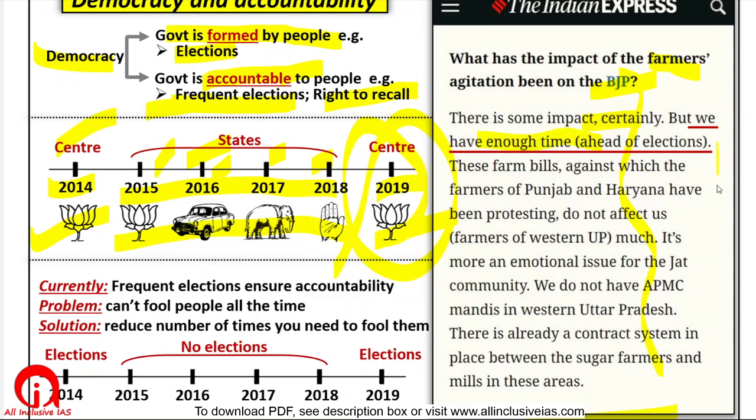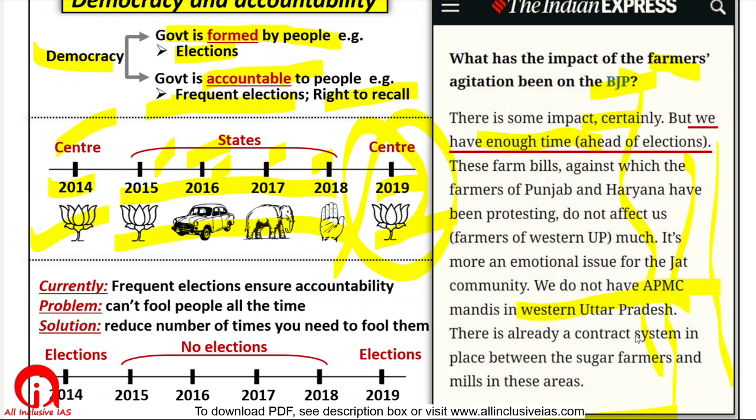He is simply saying that these farm laws are going to impact Haryana and Punjab. The APMCs there may be destroyed, I don't care. That is what he's saying. But if you understand the context, what he's saying is that APMC system is strong in Haryana and Punjab. They will be affected. But in Western Uttar Pradesh, APMC system is not well developed. So people here won't be affected. People of Western UP are protesting just as a sympathy.